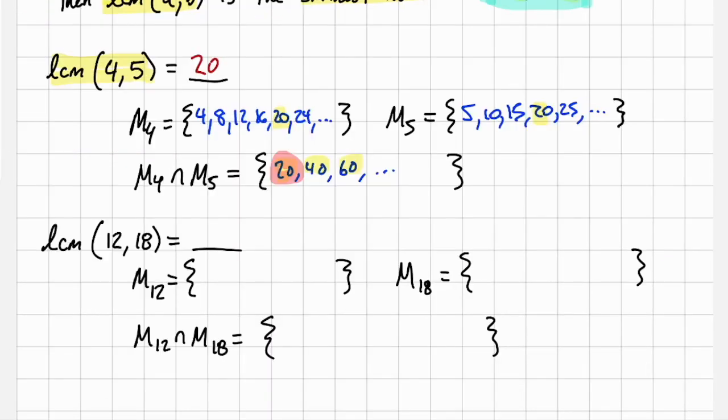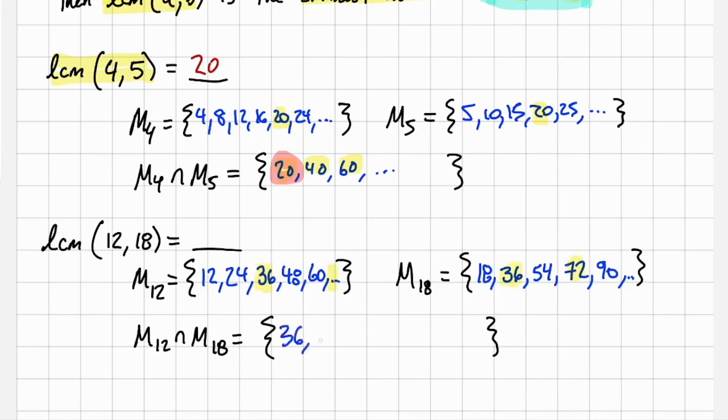Okay, what about the least common multiple of 12 and 18? The multiples of 12 are 12, 24, 36, 48, 60, and so on. The multiples of 18 are 18, 36, 54, 72, 90. The entries that are in both lists are 36, 72, 108, etc. And the smallest of those is 36. So the least common multiple of 12 and 18 is 36.